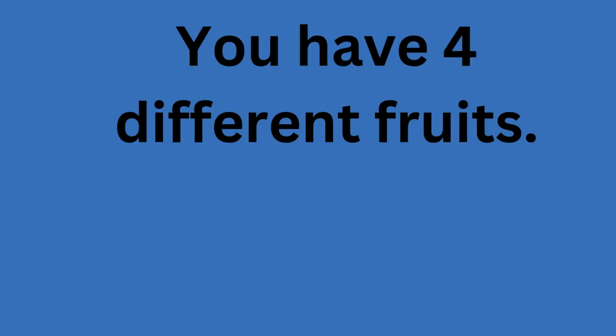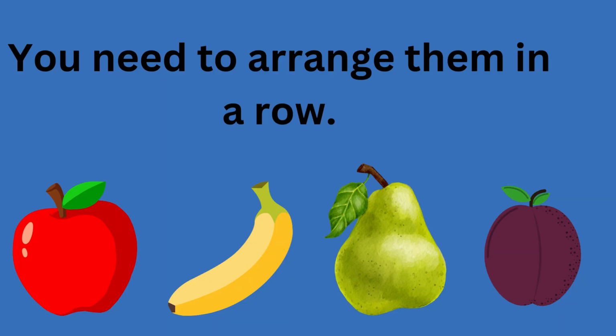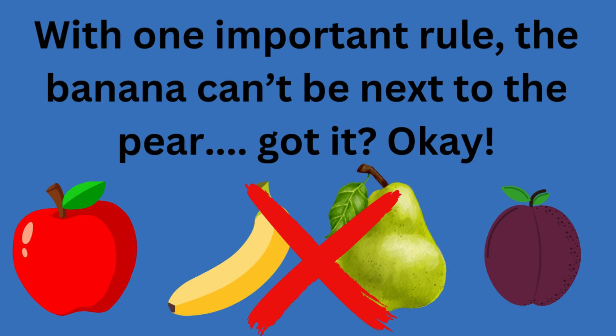You have 4 different fruits, an apple, a banana, a pear, and a plum. You need to arrange them in a row, but with one important rule. The banana cannot be next to the pear.